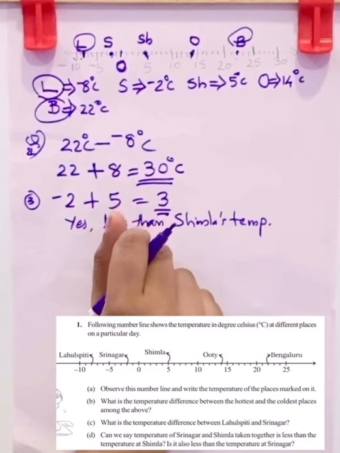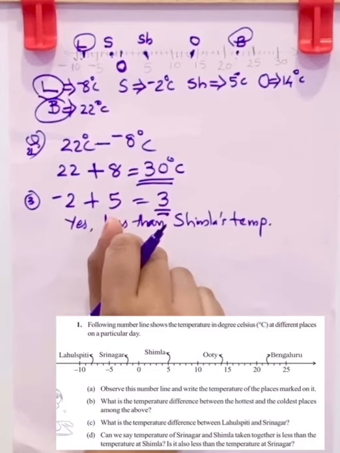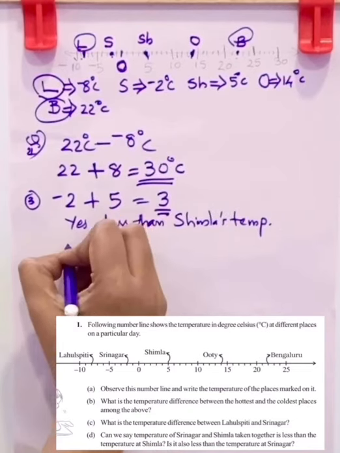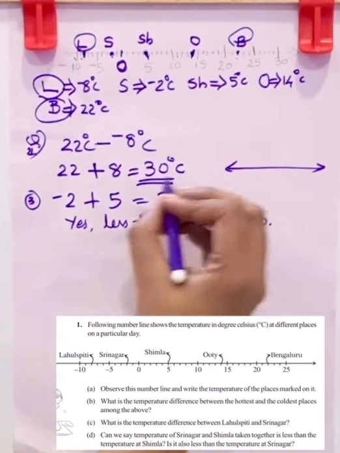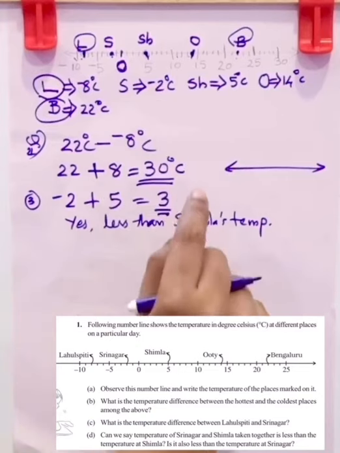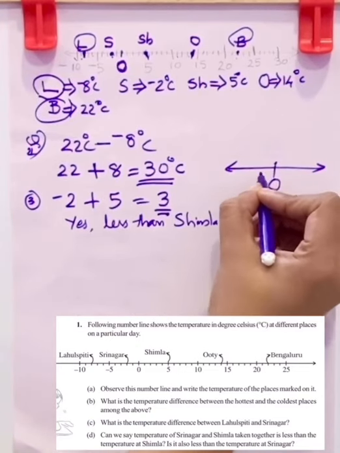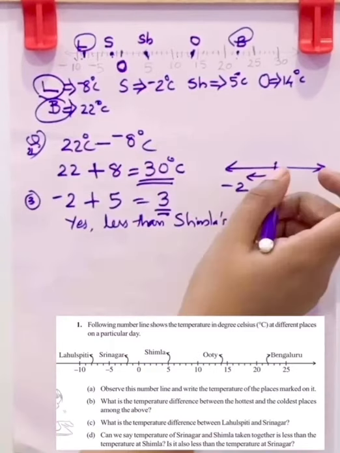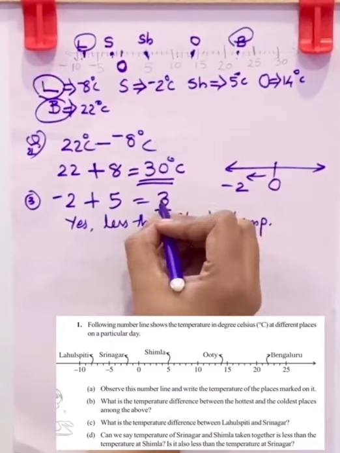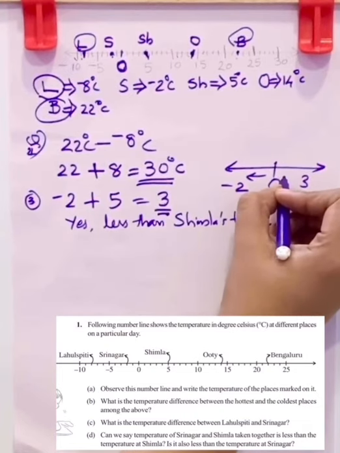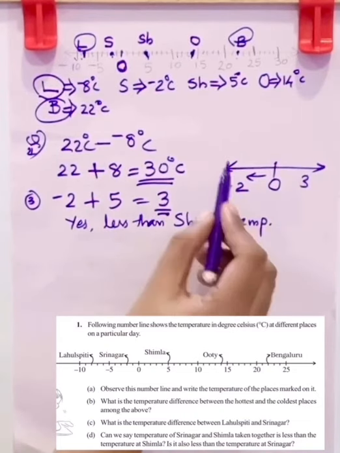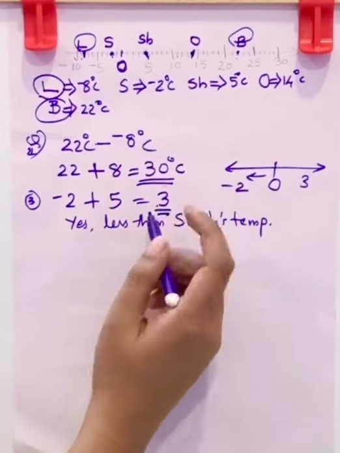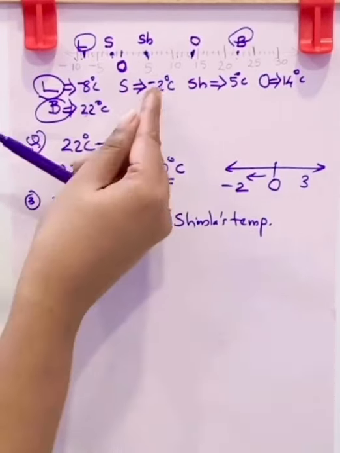Now also, is it less than temperature at Srinagar? Srinagar was -2. In a number line, which one is greater, negative 2 or 3? Here is a 0 here, negative 2 is on LHS, that is smaller number than 0, and positive 3 is here on RHS, so this is greater number. So it is asked whether this value is less than that of Srinagar's. No, this is greater than that of Srinagar.